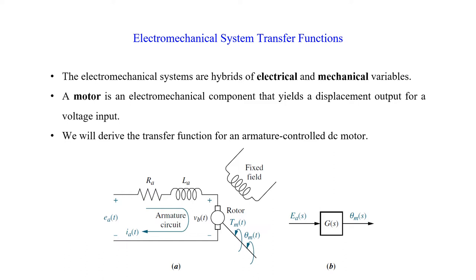We have to find the transfer function G of S for this kind of motor, where the input of this transfer function will be the applied voltage EA and the output will be the angular displacement theta M, as shown in the figure B. We will study the components and all the currents and voltages of the motor in more detail in the next slide.